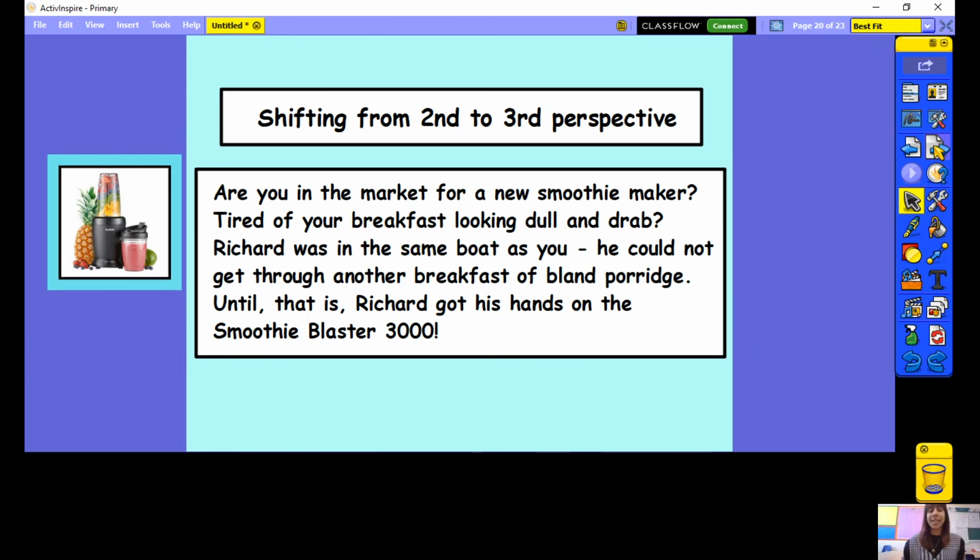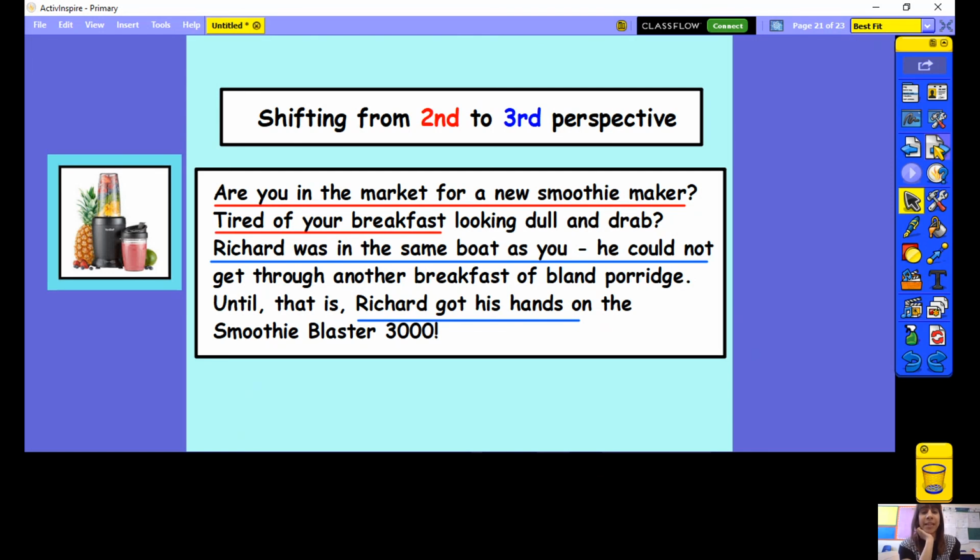So what I would like you to do is you can make a note of this, or you can just say it out loud to yourself or your partner. Where is the second perspective being used? So where is the text talking to somebody directly? And then when has it started using the third perspective? So when is it talking about somebody else? Press pause now. As always, I'm going to reveal my answers when you are ready.